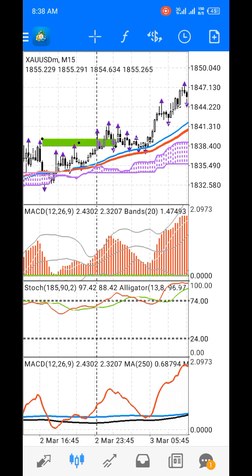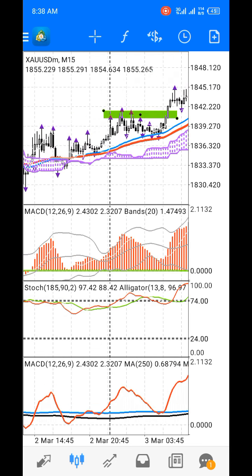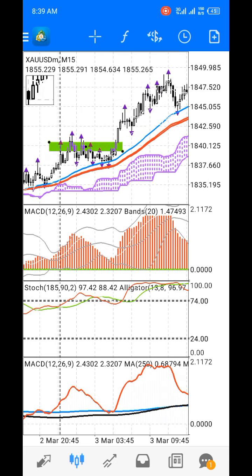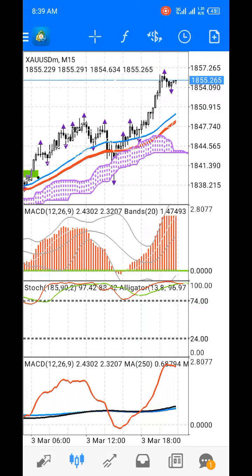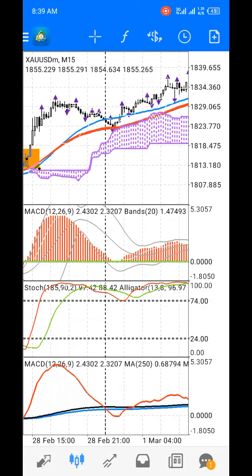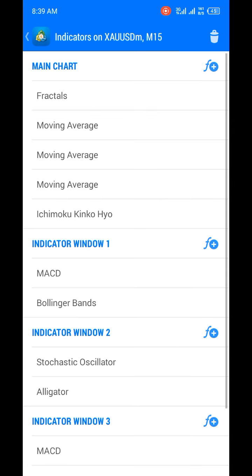This is a time to buy. You can see price dropping to test the moving averages and the cloud, then forming a higher high and then a higher low. That's the time to buy, and you can see what happened. Price went up. So that's about how to use the indicators on the main chart. Let's look at the settings for the indicators.